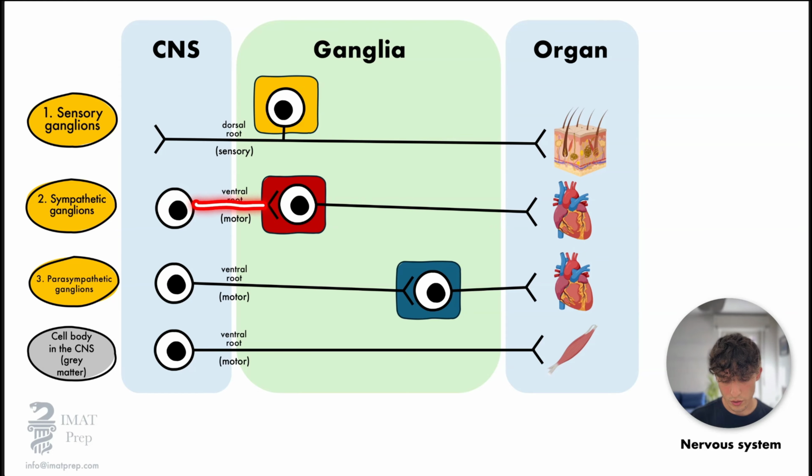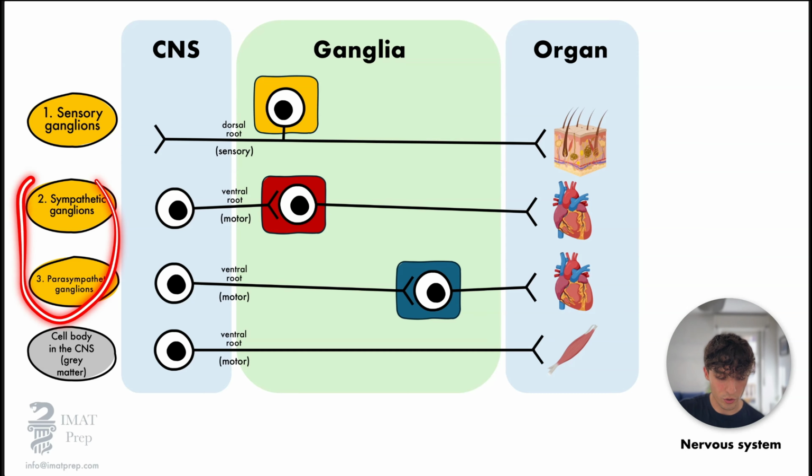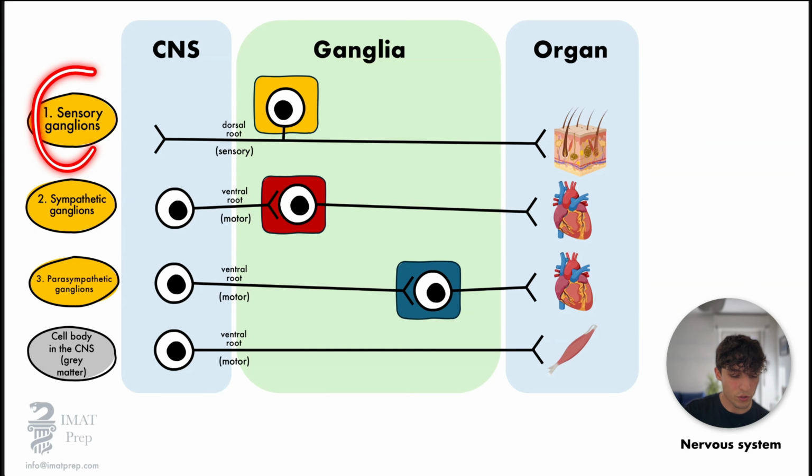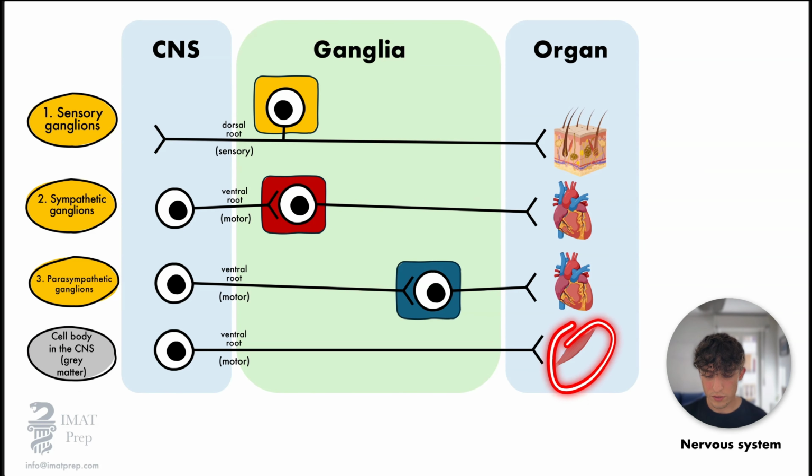The sympathetic ones go to their ganglions that are very close to the spinal cord, and the parasympathetic ones go to their ganglions that are very close to the organs. Which organs? Viscera, so internal organs in the case of the autonomic nervous system, and in the case of the somatic nervous system, we have the muscles and the skin. So this is putting everything together.